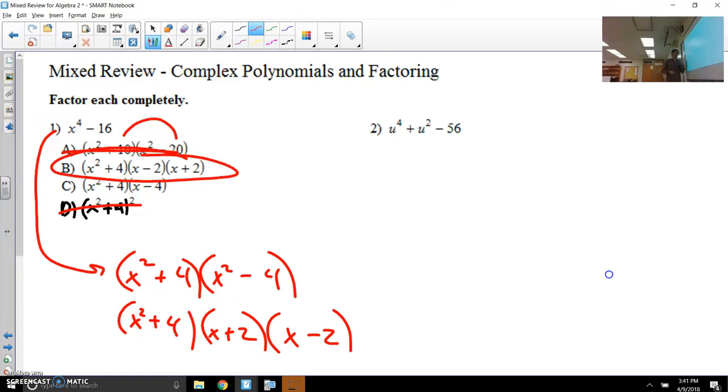And I tried to help you out because in C I made it x minus 4 instead of x squared minus 4 to really make you think, there's something else about to happen here, and that's why you've got to factor it again. Okay? Number 2, so this is very similar to what we were doing in Algebra 1, like difference in perfect squares, except now the power is up. We're not just factoring a quadratic, we're factoring a quartic when it's the power of 4. So it's still very similar.